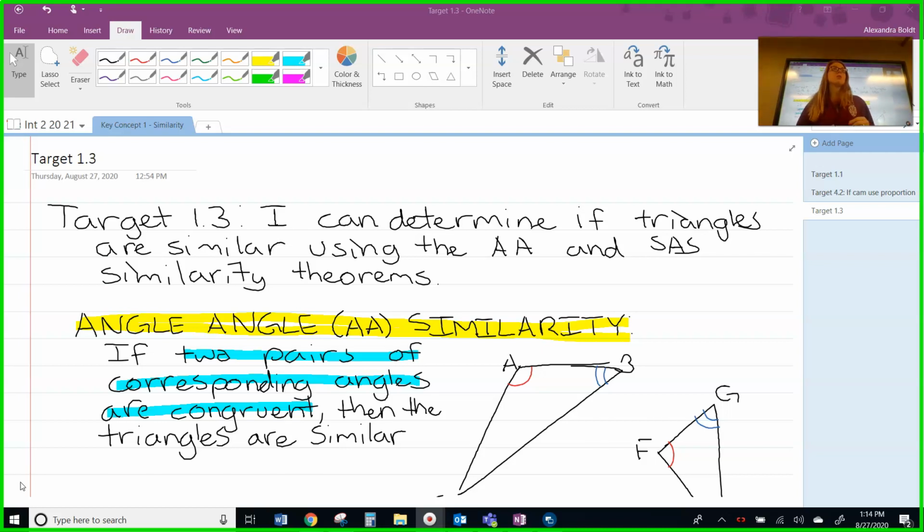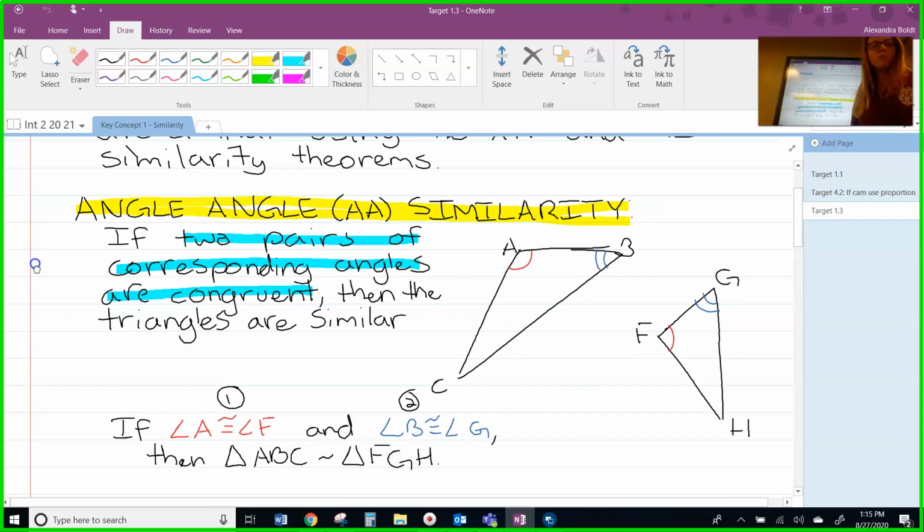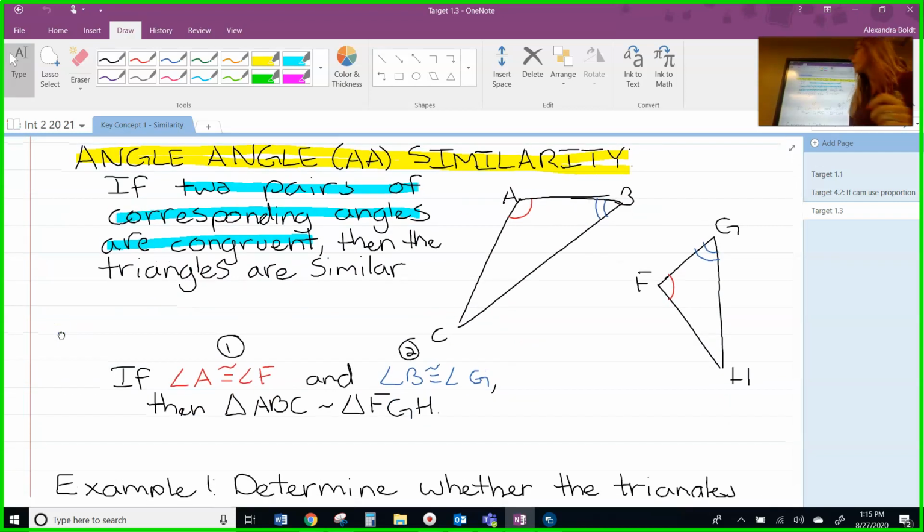So yesterday we determined if triangles were similar, and in order to do that we had to show all three angles congruent and all three sides proportional. Okay. So now we're basically taking shortcuts with these two theorems. So our first shortcut is angle-angle similarity. Angle-angle similarity says if two pairs of corresponding angles are congruent, then the triangles are similar.